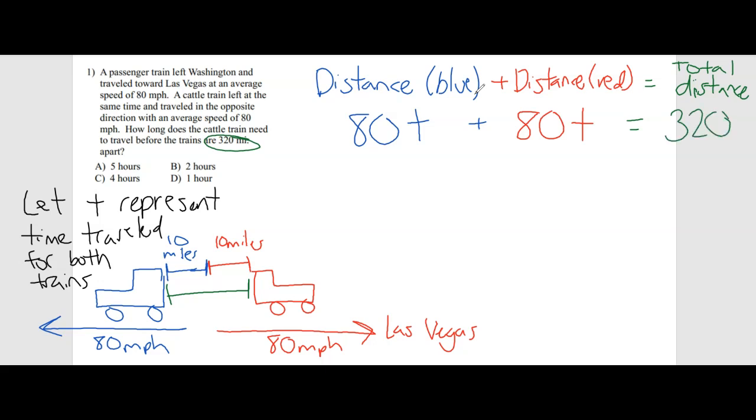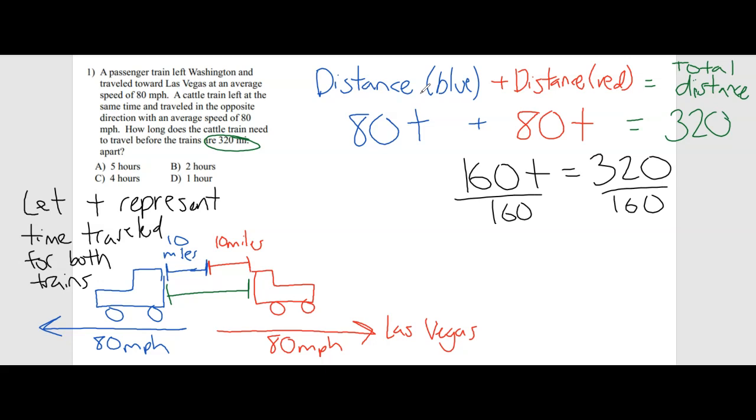And now I have an equation I can solve. 80t plus 80t is 160t, equals 320. Divide both sides by 160, and that gives us t equals 2. So the cattle train has been traveling for 2 hours by the time the trains are 320 miles apart.